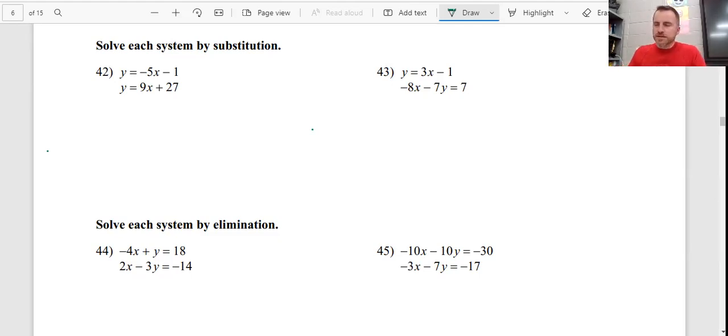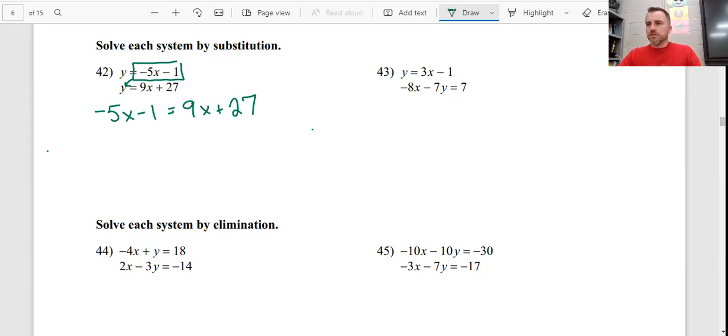Substitution is a technique that's especially good when you have one of these equations solved for either x or y. Like in number 42, y is negative 5x minus 1. So in math, we're saying these are the same thing. They're equivalent, just like 3 is the same as 2 plus 1. That y is the same as negative 5x minus 1. So in the second equation, when I see a y, I can substitute negative 5x minus 1, and know that it should also be equal to 9x plus 27.